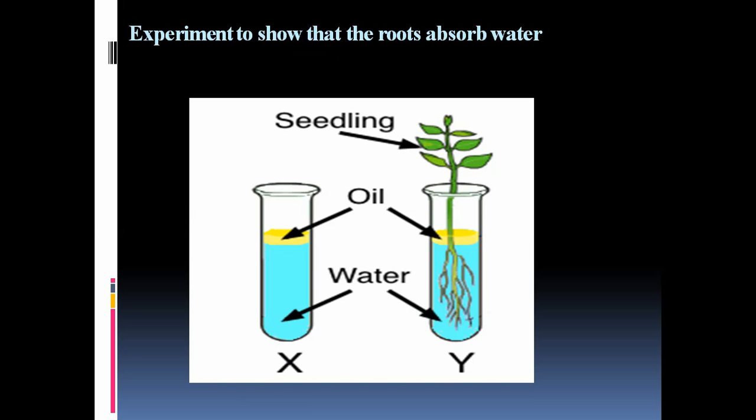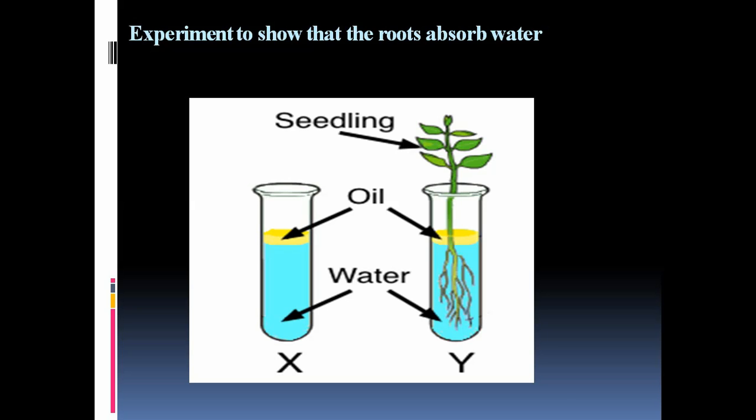Now let us discuss some experiments. Here you can see one experiment. We have taken two test tubes with water. On top of the water we have a layer of oil, and in one of the test tubes we have taken a small seedling. Now if you keep these test tubes under the sun for some time, what will you notice? You will notice that in test tube Y there will be a reduction in the level of water.